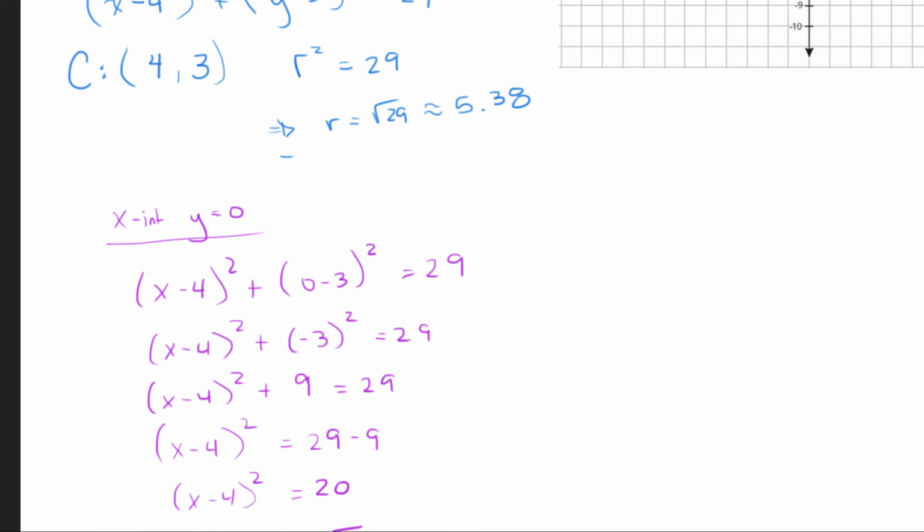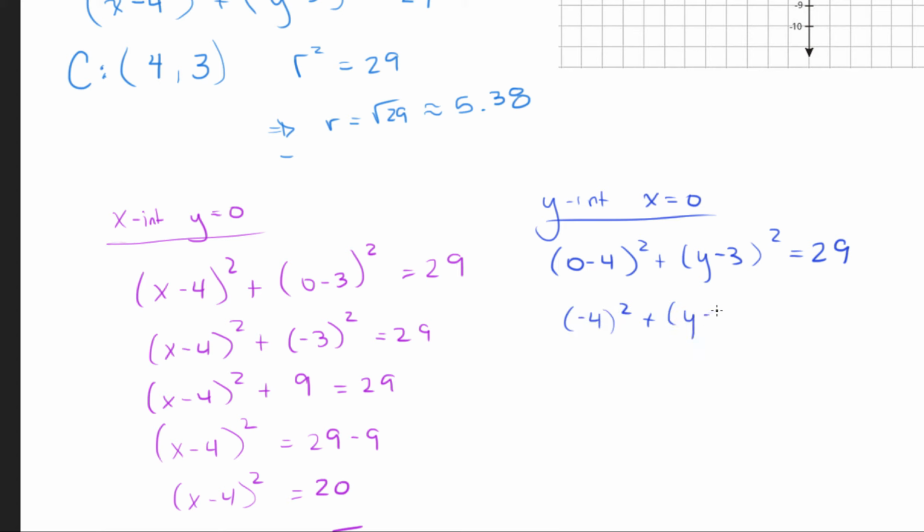Now for my y-intercepts, I put x equals 0. So you have 0 minus 4 squared, plus y minus 3 squared equals 29. Same procedure, this becomes negative 4 squared, plus y minus 3 squared equals 29. Negative 4 squared is 16. We subtract the 16 on both sides.